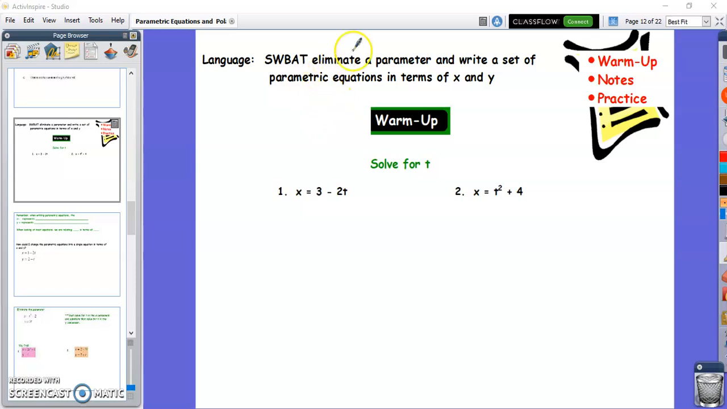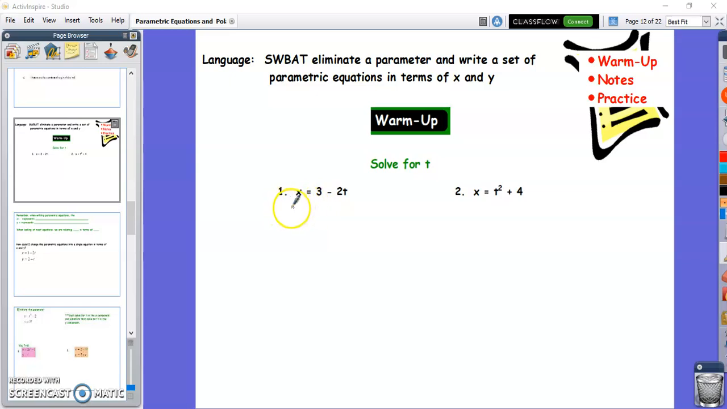Today's objective is to eliminate a parameter and write a set of parametric equations in terms of x and y. The agenda for today is we're going to start with the warm-up, do some notes, and then practice. For our warm-up, we're going to review solving basic equations.